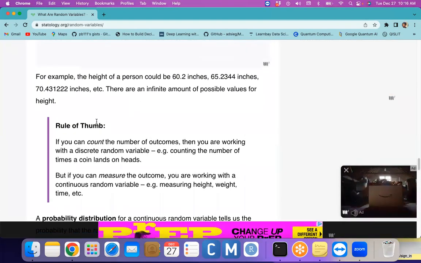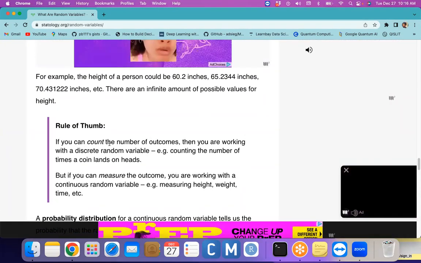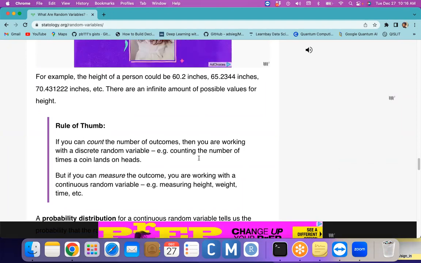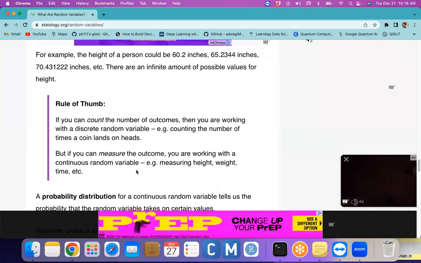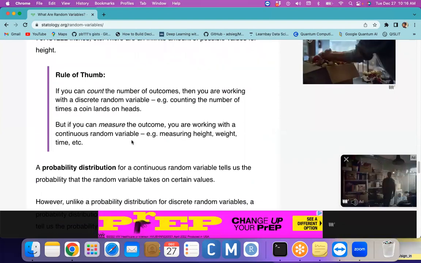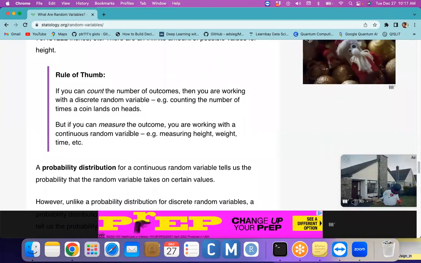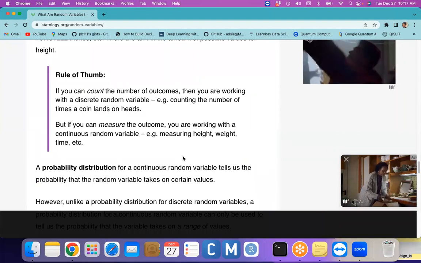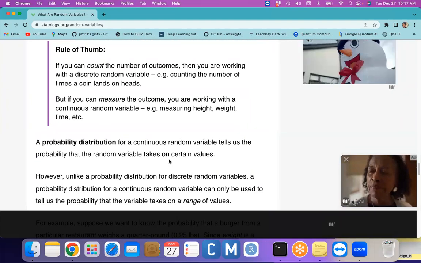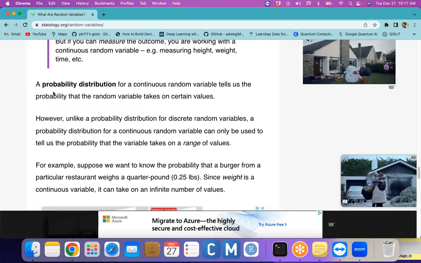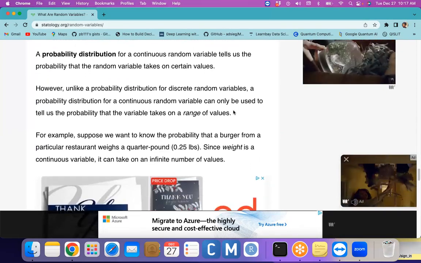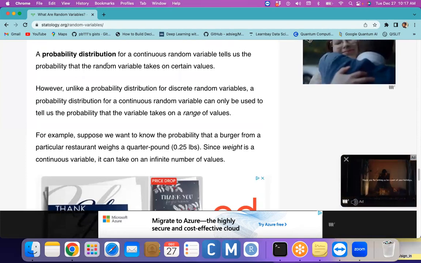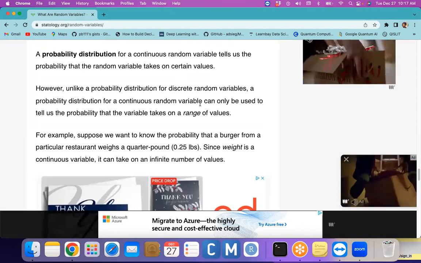Here we have a thumb rule: when you can count the number of outcomes you are working with, it is a discrete number. For example, counting the number of times a coin lands on heads. But when we can measure the outcome, you are working with a continuous random variable, measuring height, weight, time, etc. Okay, so for the same thing, you would like a probability distribution for continuous random variables, and it tells us the probability of that random variable taking certain values.